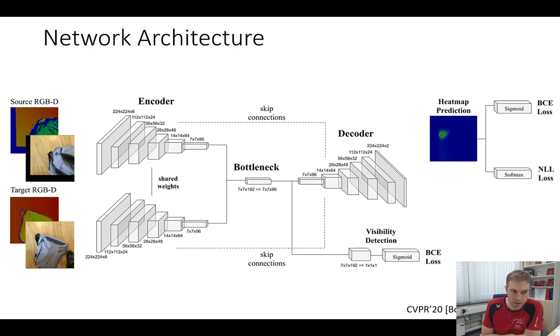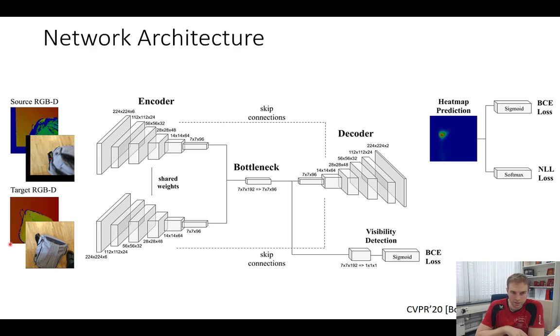We also have a visibility detection, so we want to figure out for every pixel in the target here, was it actually visible? And so on a per pixel basis, we're also classifying whether these pixels are visible. And these proxy losses actually help us a lot, because this way we can help the network to get some understanding of the higher level structures here.